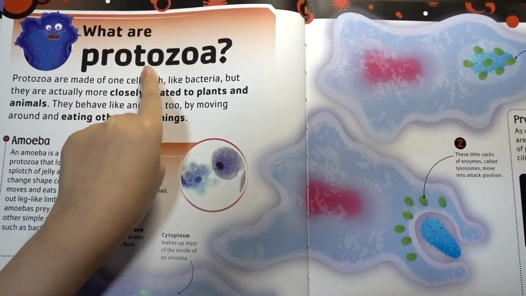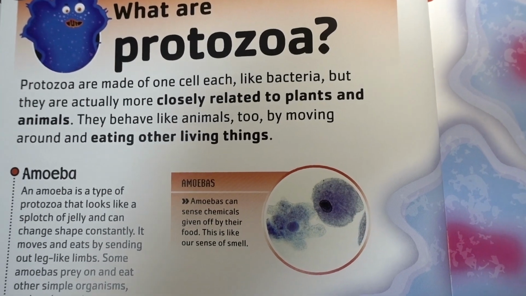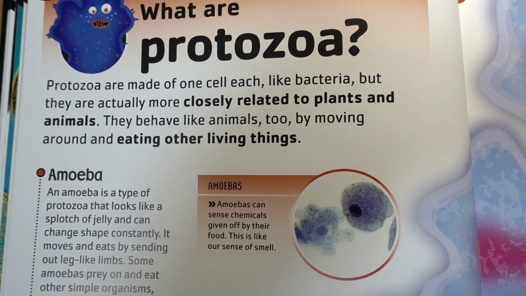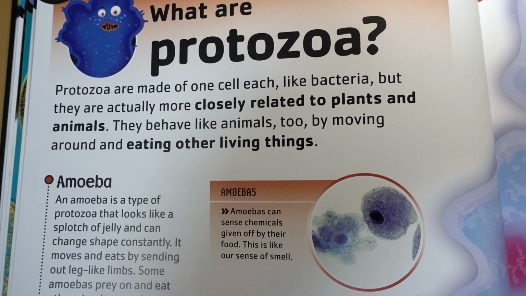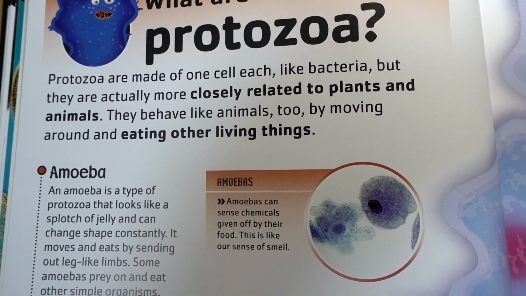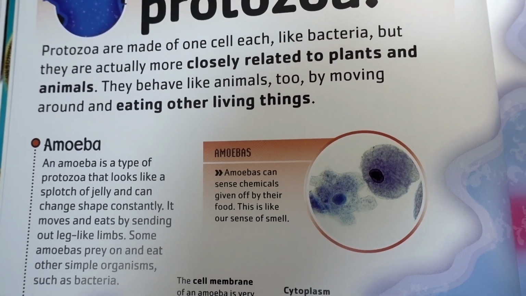What are protozoa? Protozoa are made of one cell each, like bacteria, but they are actually more closely related to plants and animals. They behave like animals too, by moving around and eating other living things.